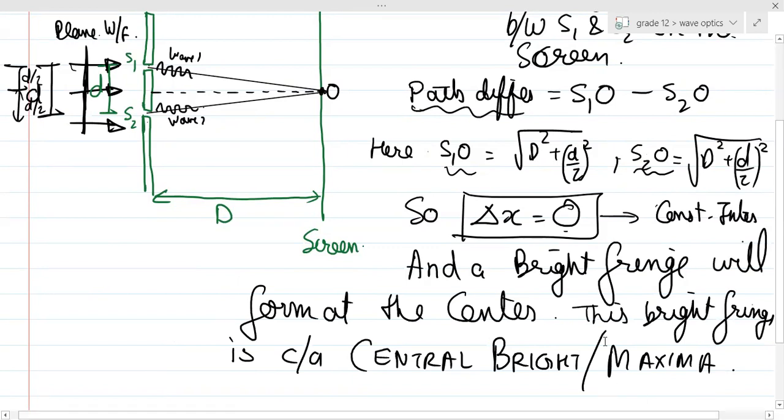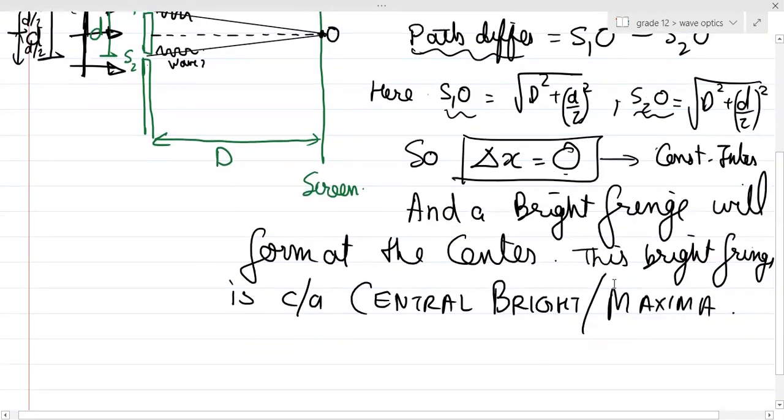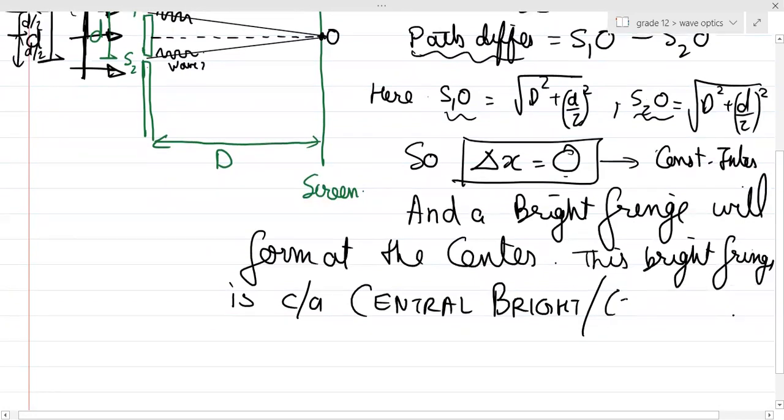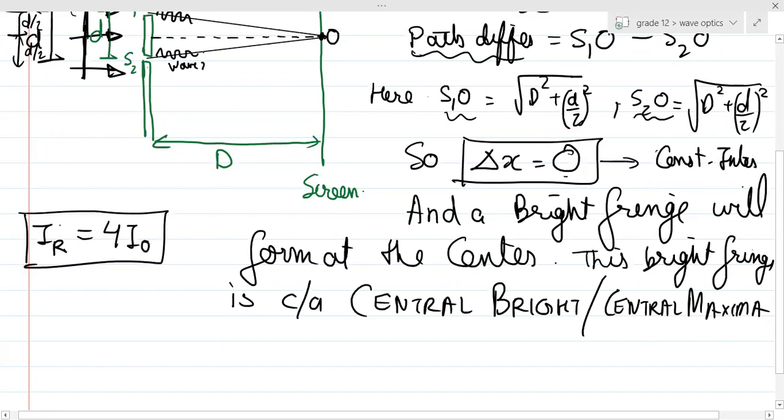Shall I write central maxima over here? So, someone may ask, guys, what will be the intensity at point O? The resultant intensity will become 4 times I naught. Is it clear? Guys, is it clear?